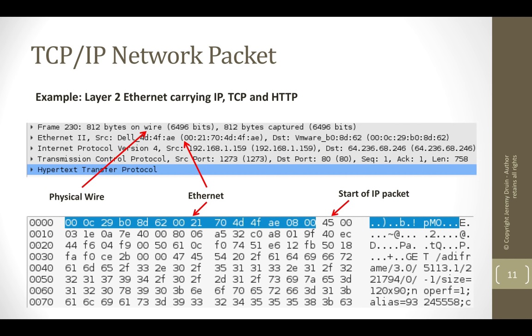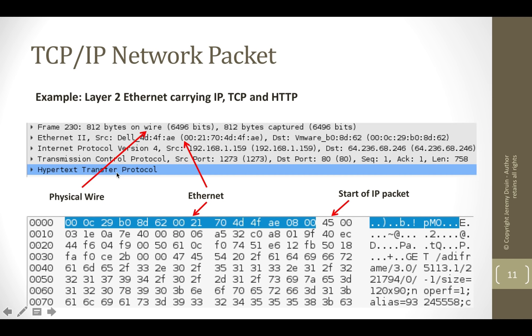Now, when we're talking about Ethernet specifically, we really say that the information is going to the network interface or the network card, not technically the computer, because a given computer can have more than one network interface in it, and each one of them is going to have a MAC address. Over on the right-hand side is just the raw information that's in the packet.